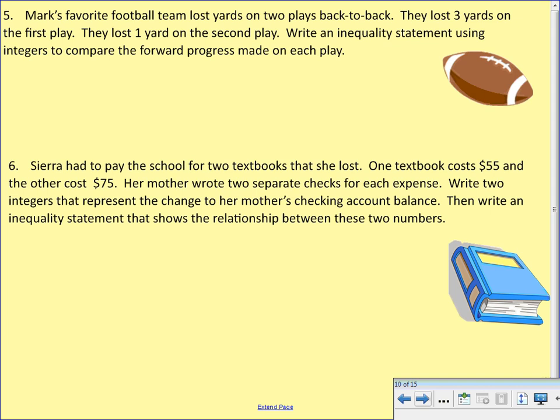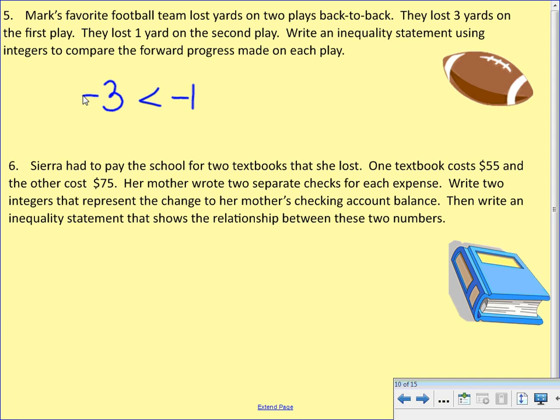Well, how could we represent the loss of 3 yards? How can we represent that? -3. What about what happened on the second play? Well, how would we represent that? -1. But now we have to make that into an inequality statement. So what symbol? -3 is less than -1.